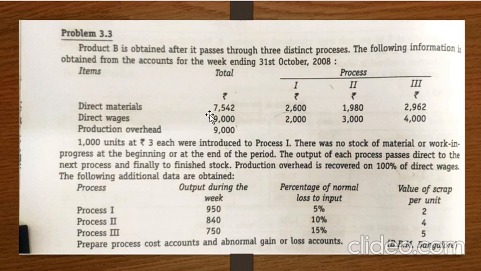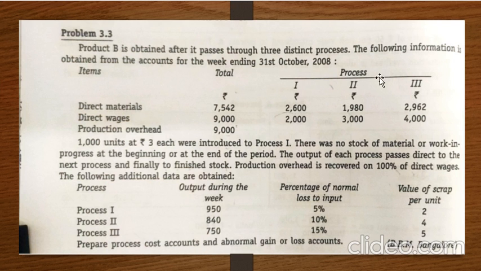In this video, we will be discussing problem 3.3. Under this problem, product B is obtained after it passes through three distinct processes. The following information is obtained from the accounts for the week ending 31st October 2008. Items: direct material, direct wages, production overhead. Then the total; they've given the total as well as for process 1, 2, 3.